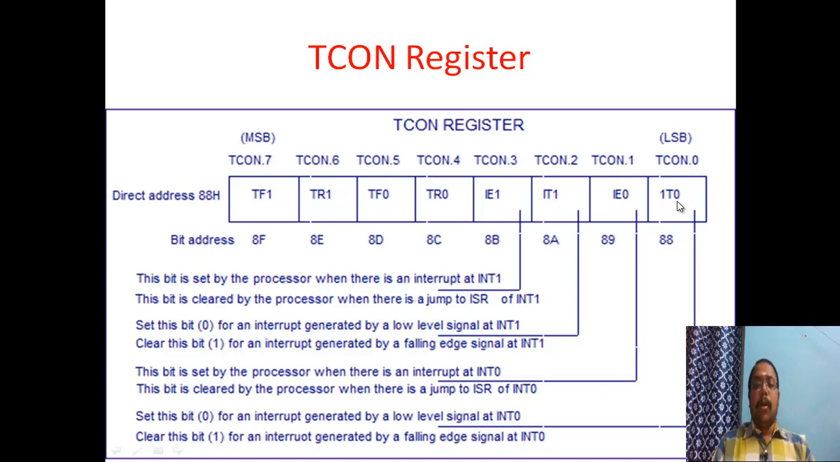Based upon that, you have to decide which interrupt you are going to use. For example, I am going to use a timer. This bit should be set. If it is timer 1, this bit should be set. This is for turning on the interrupt by the timer.